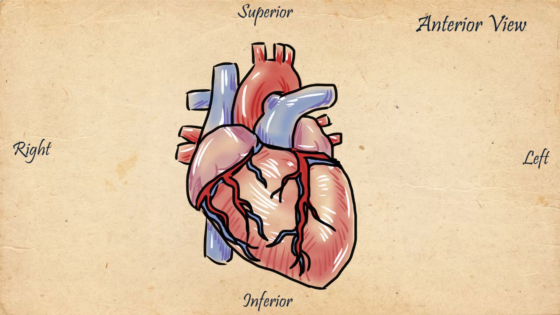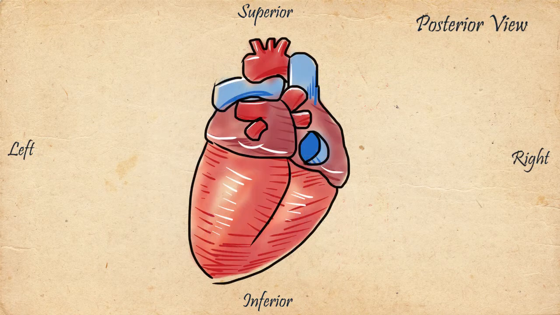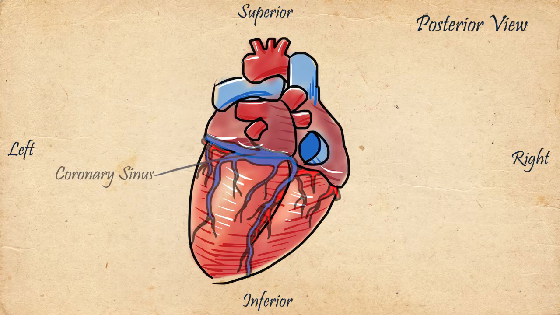Where exactly is the coronary sinus, you ask? Well, it is on the posterior side of the heart. So here is the posterior view of the heart, and it is the largest part of the vein in the groove between the atria and the ventricles.